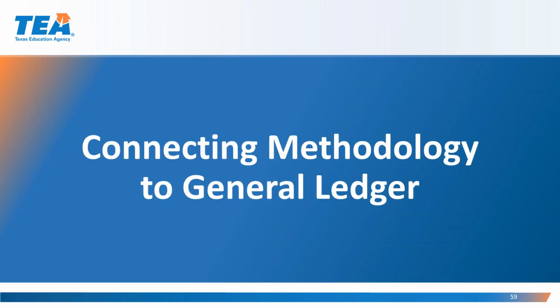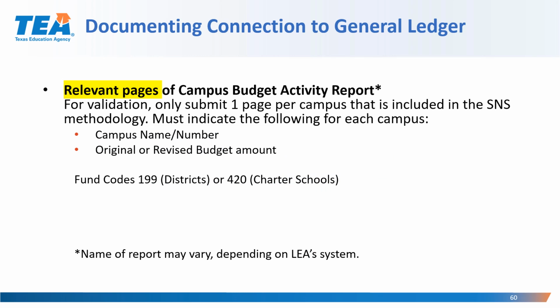There has been some confusion about what kind of documentation is necessary to connect the supplement not supplant methodology to the general ledger for the LEA. When we are requesting documentation as part of the random validation for the Title I Part A supplement not supplant methodology, we would expect to see the relevant pages of the Campus Budget Activity Report, or its equivalent. The name of the report may be different depending on the LEA's system, but we will look at a sample report in just a minute so that you can see the type of information we will need to make the connection necessary.